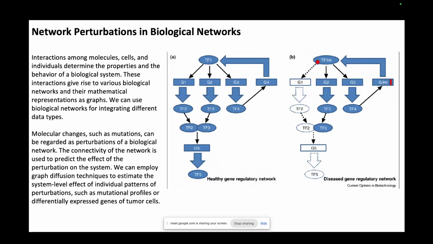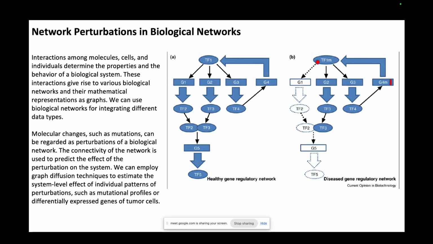It's actually the other way around. The mutations can be regarded as the perturbations of the network, and the connectivity of the network is used to predict the effect of the perturbation on the system. And you can use a host of methods to estimate how the perturbation is affecting the phenotype or affecting the network. But yeah, this is a straightforward example to show how it might be affecting.